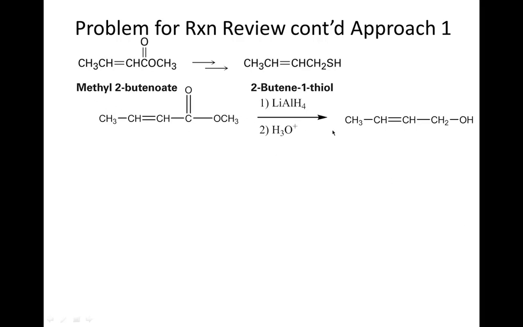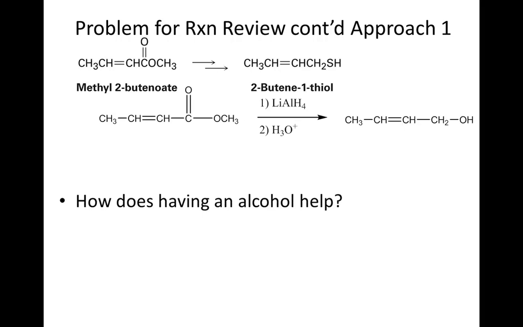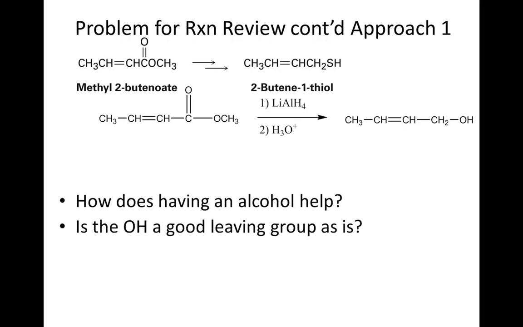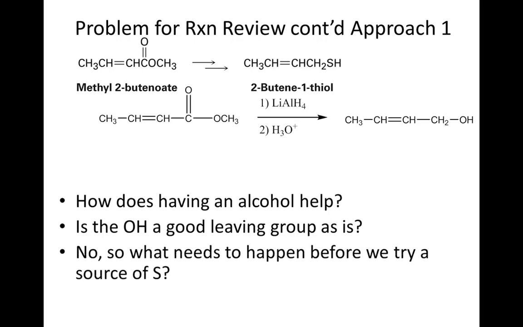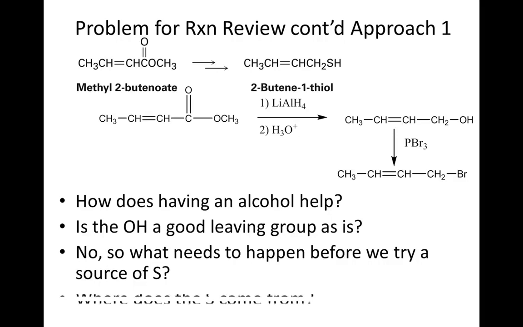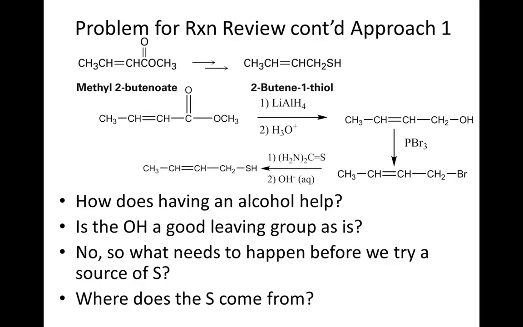So if we do that, then we're probably going to have to go through some other reaction because we can't directly change the OH into the SH. Can you think of what that is? It's not a good leaving group the way it is. We need to make it into a good leaving group. So what we could do is we could change it into a halogen. If we do that, then we can do our SN2 reaction to put in the sulfur. And we can do that with the thiourea, and we can get that reaction.